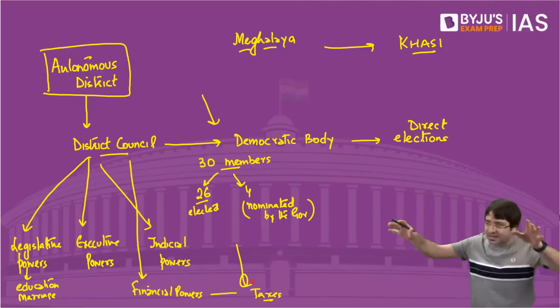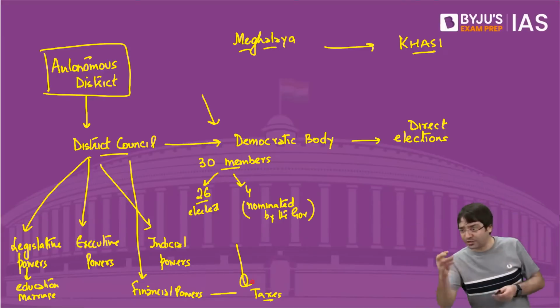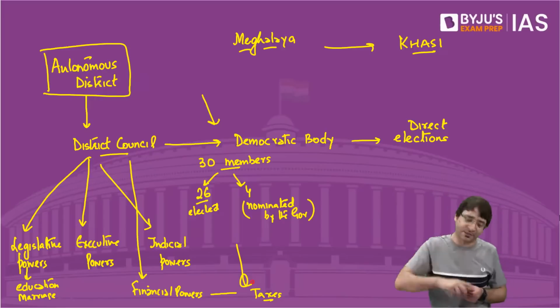So in the entire country, if we can call the entire country an ocean, in this ocean there is an island and this island is autonomous, that is a district council.